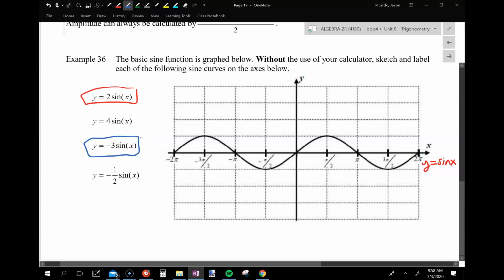Okay. So what do I want to do to get my red curve? I want to take all these points on here and do what to them? Multiply them by 2. So what's going to happen to this first point? What is the y value of this point? 0. What's 0 times 2? Okay. What's the y value of this point? 1. 1 times 2. And then 0. -1 times 2. And then 0.